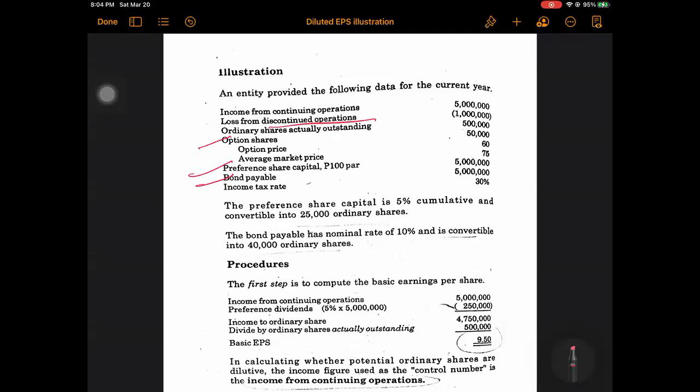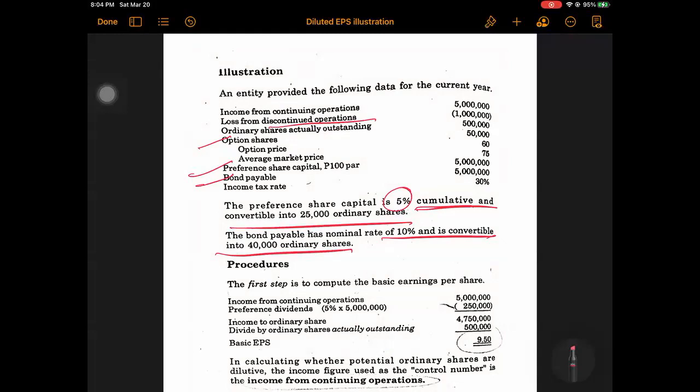The preference share capital is 5% cumulative and convertible into 25,000 ordinary shares. So convertible preference share dining naa dire. Tapos 5% cumulative pagid siya. Second, the bond payable has nominal rate of 10% and convertible into 40,000 ordinary share. Therefore, convertible po imong bonds payable available.